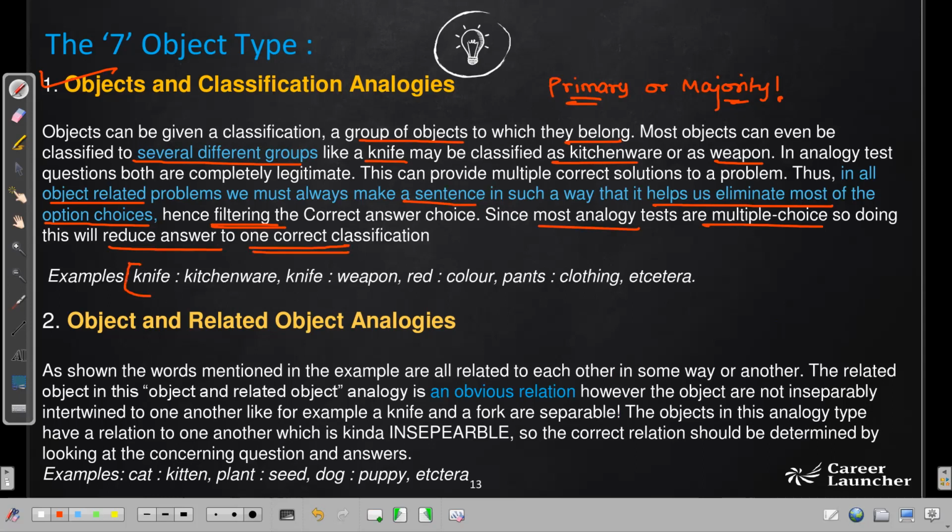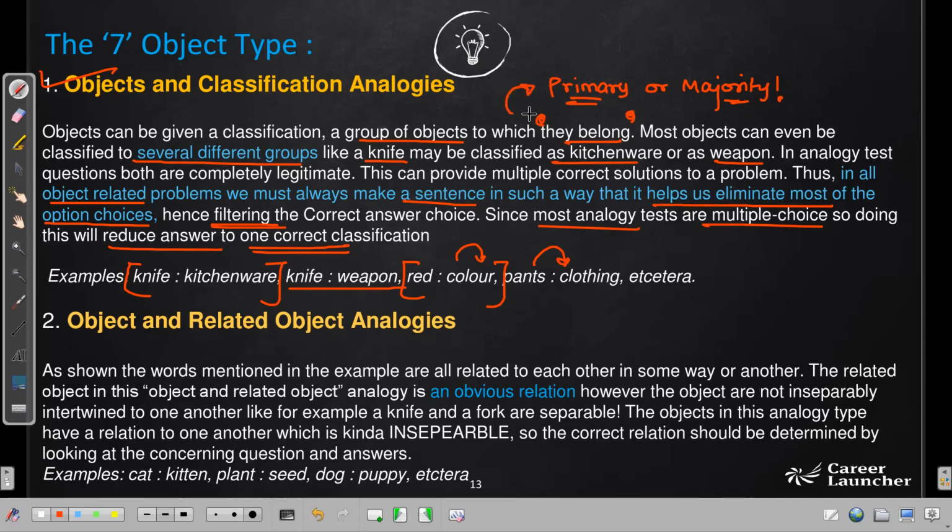For example, kitchen and kitchenware, knife and weapon. Red is primarily a color, pants is primarily a clothing. So I'll try to make a sentence like this: a knife is primarily used as kitchenware, a knife is sometimes used as a weapon, or the criminal use of a knife is a weapon. So try and construct sentences this way, because red is primarily a color, but red can be associated with beauty, anger, etc. So try object classification whenever you are looking at which groups they belong to.